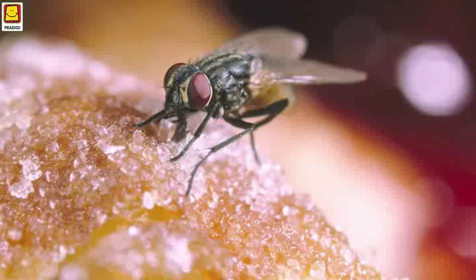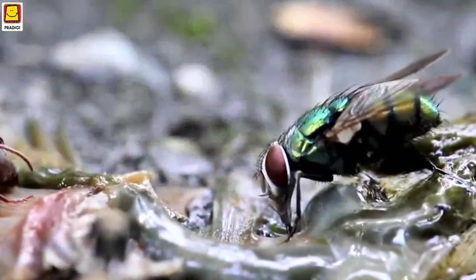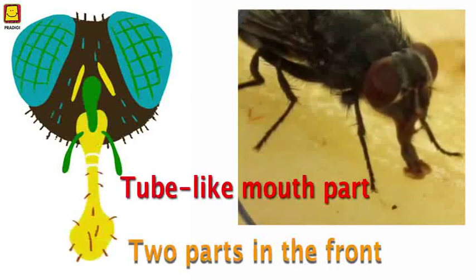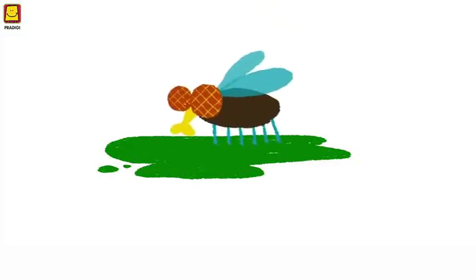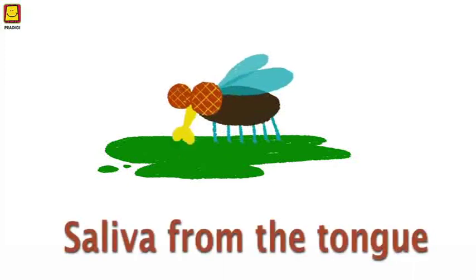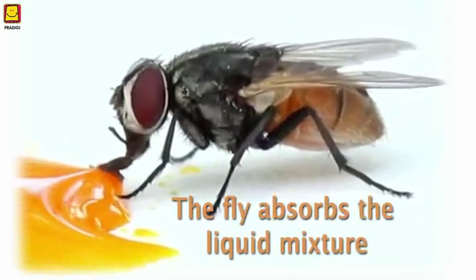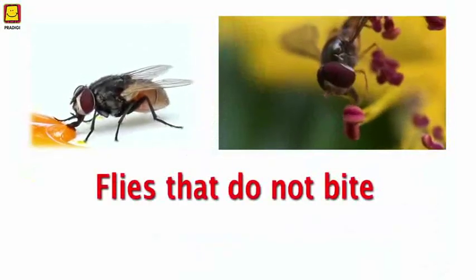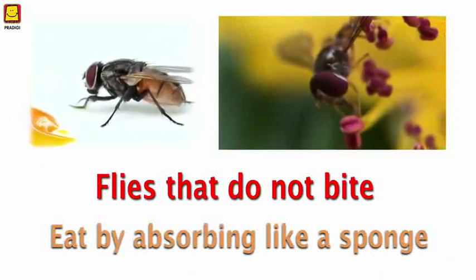Flies reach wherever food is kept. Their mouthpart is also like a tube, but it has two parts on the front end. The fly sits on the food, saliva comes out from the upper part of the fly's trunk. This saliva liquefies the food. Such a liquid mixture can be easily absorbed. All flies that do not bite eat by absorbing their food and feed themselves.